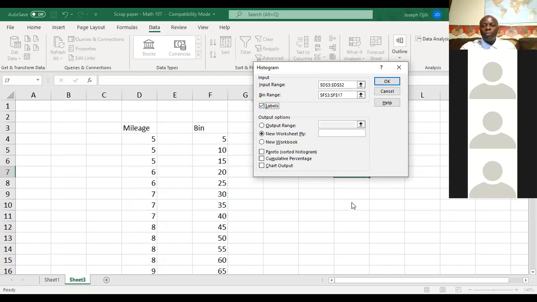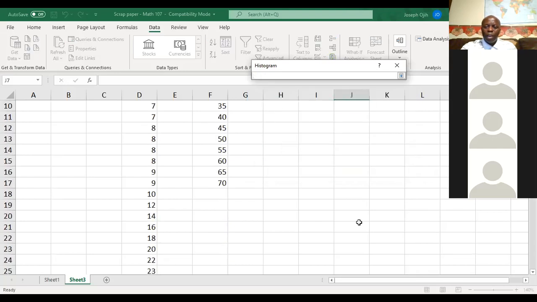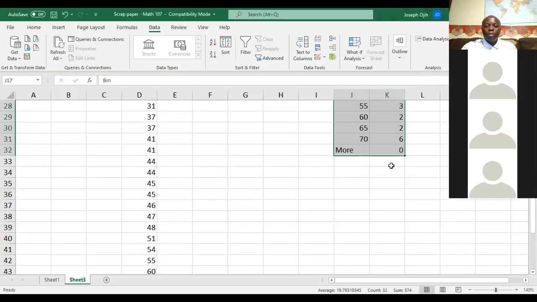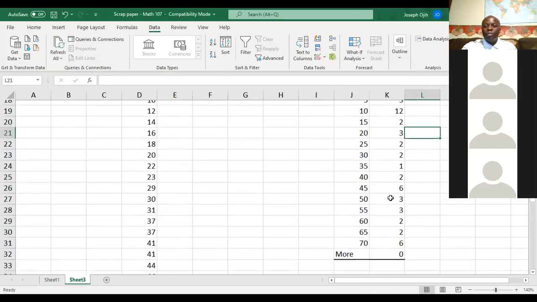Now, for your output range, output is where you want Excel to draw the frequency for you. So you click on output range, then you can choose any. I can say place it here. Then you can click if you want chart output. If you want a chart, maybe a line graph, it can give you that, but I don't need that. You just need the frequency and the histogram. So that's what Excel will give you.